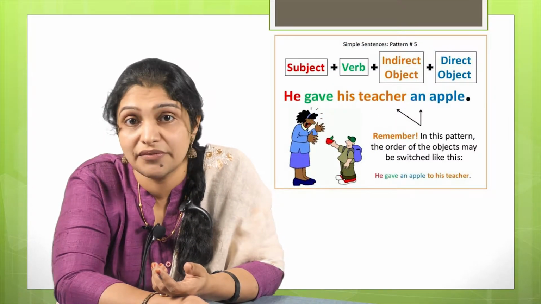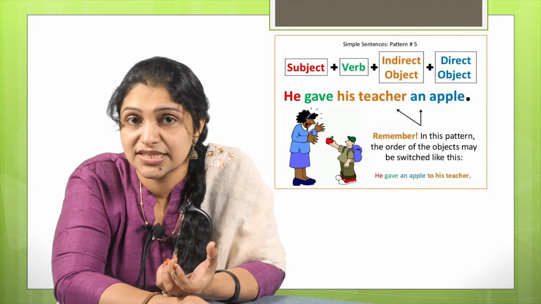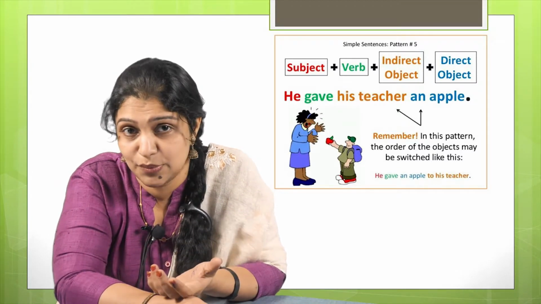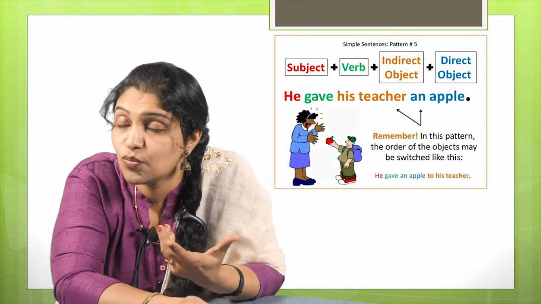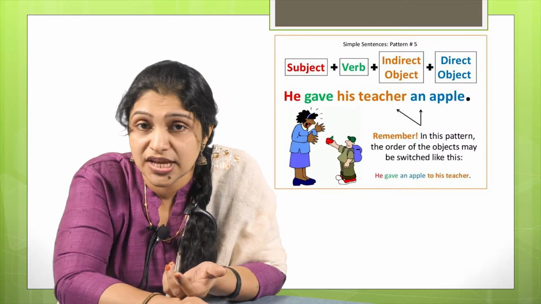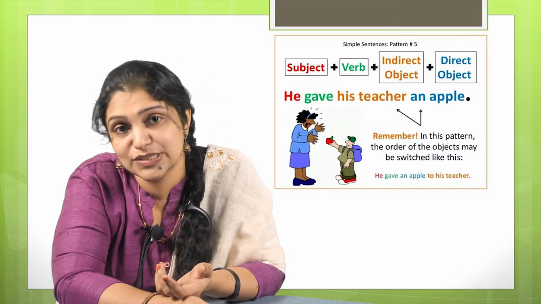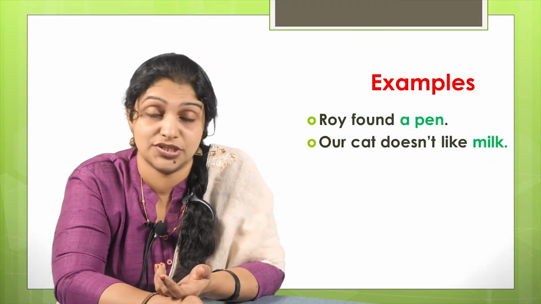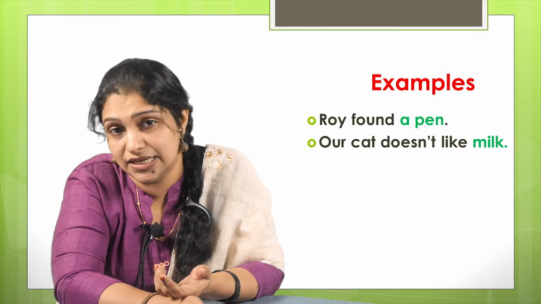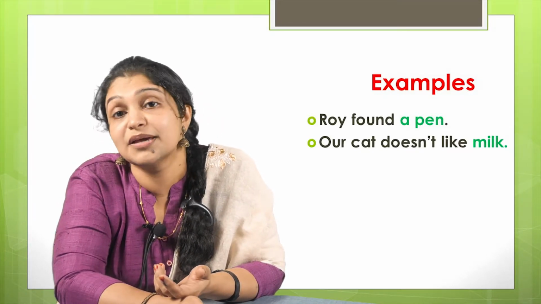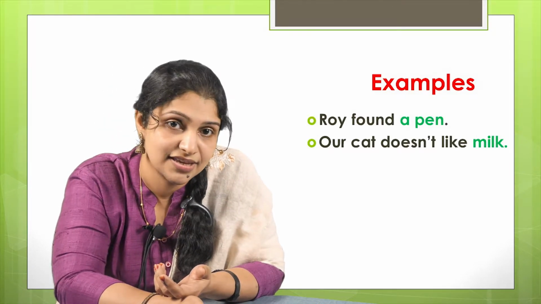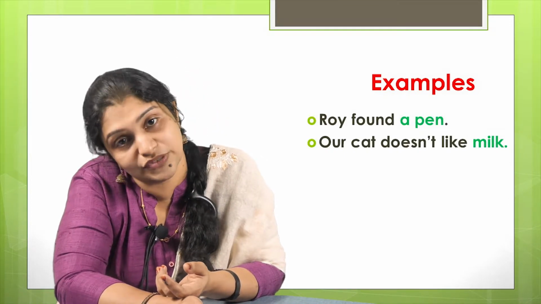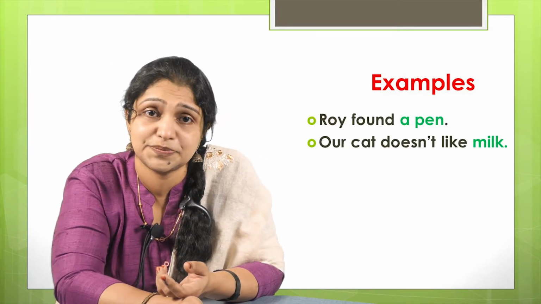An apple is the direct object. The direct object is the thing that the subject acts upon. He is giving his teacher what? An apple. An object that follows a verb like this is called the direct object. Roy found a pen. What did Roy find? He found a pen. Our cat doesn't like milk. What does the cat not like? The milk. So here, a pen and the milk are the direct objects. They follow the verb. All right?